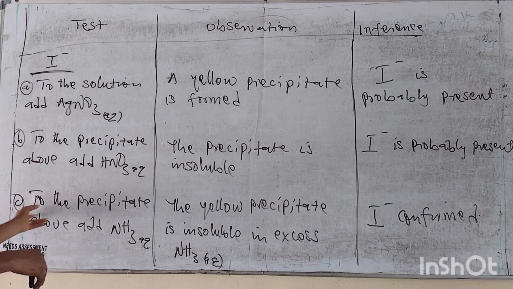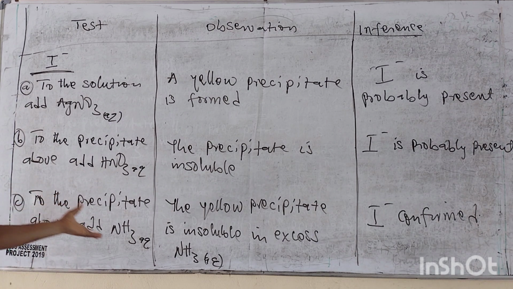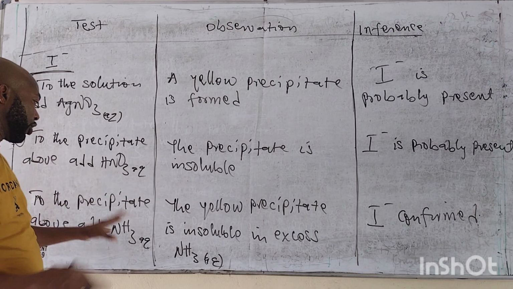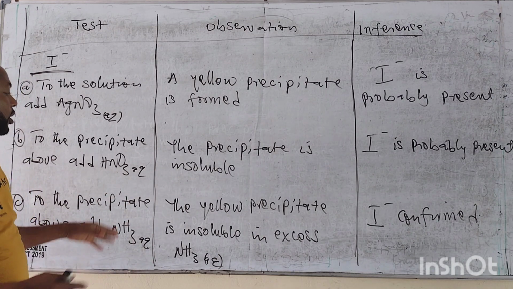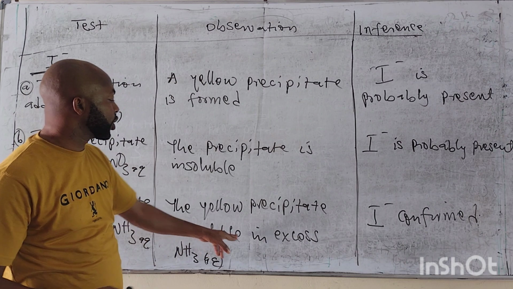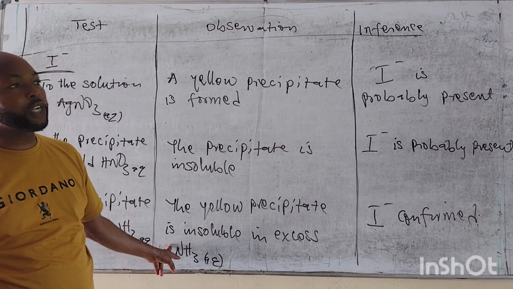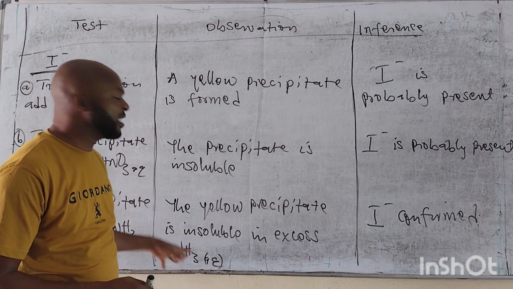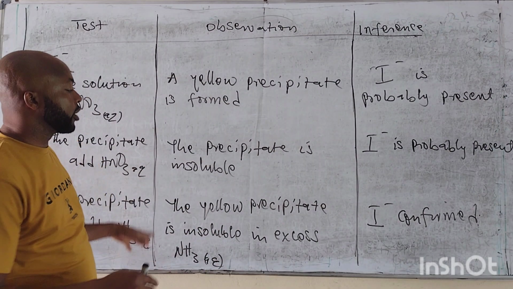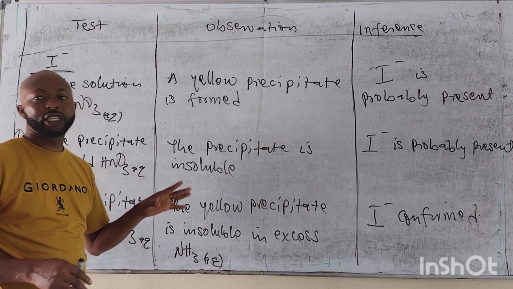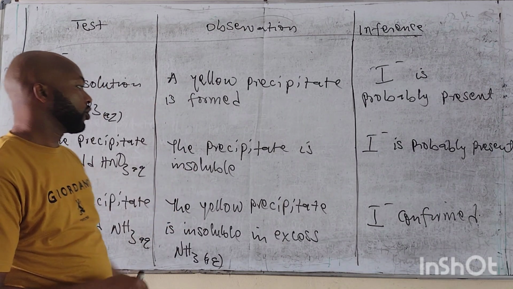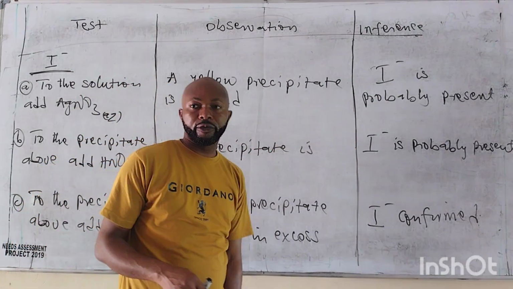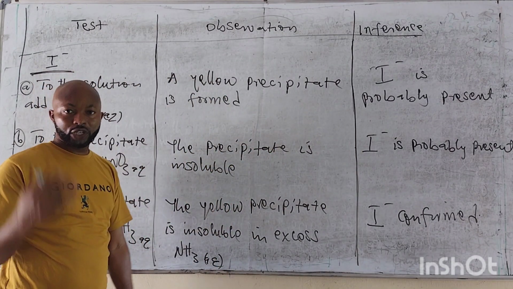And the last step, to the precipitate above, we add aqueous ammonia, NH4OH, that's ammonia in water. The yellow precipitate here is insoluble in excess of ammonia solution. In bromine, the yellow precipitate is partially soluble. In chlorine, the white precipitate is soluble. So here, iodine confirmed, bromine confirmed, chlorine confirmed. So this is what you should know. It should be in your head.